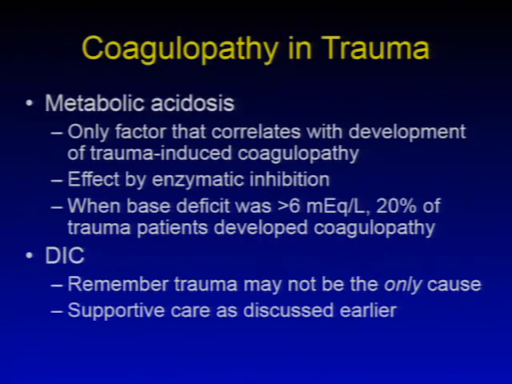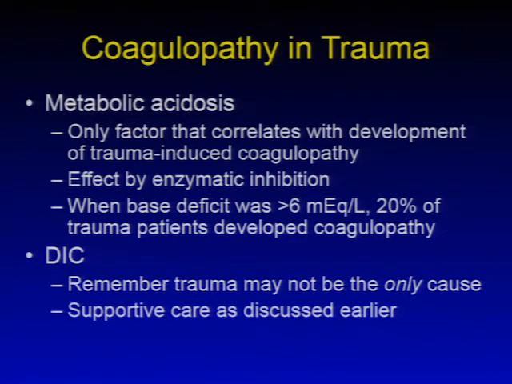Metabolic acidosis plays a role in coagulopathy and trauma also. In fact, it's the only factor that correlates with development of trauma-induced coagulopathy. The effect is by enzymatic inhibition, and when the base deficit was more than 6 milliequivalents per liter in one study, 20% of patients, in fact, developed coagulopathy.